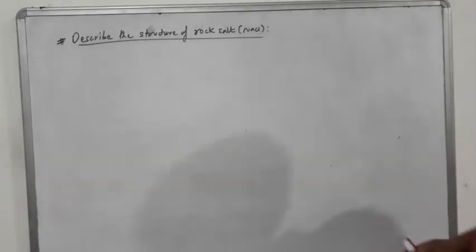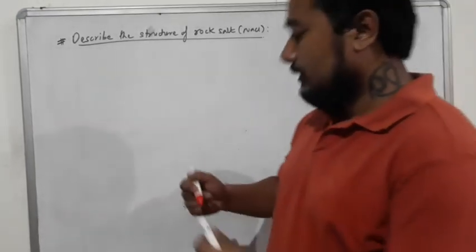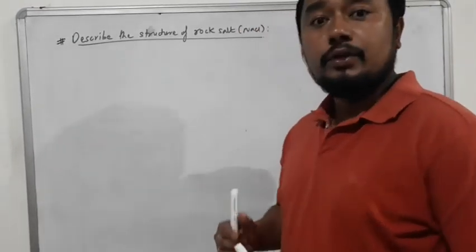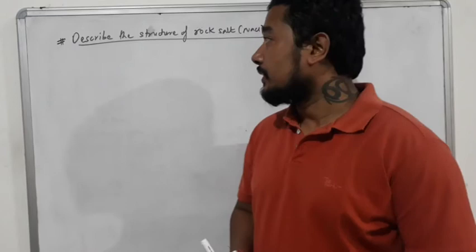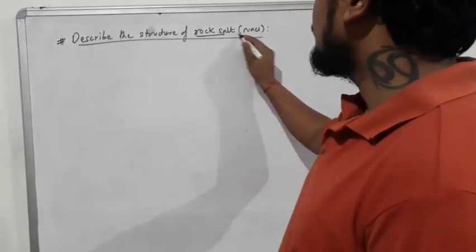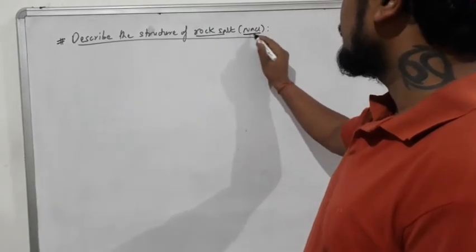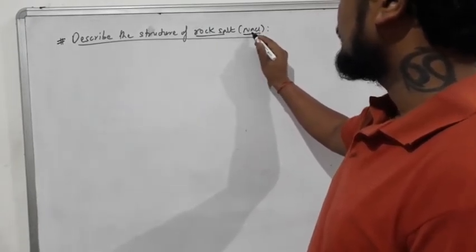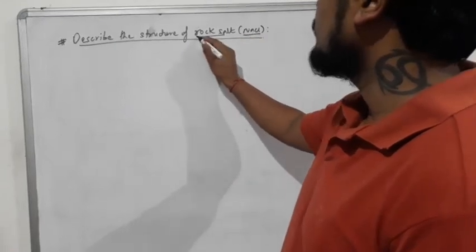Back, students. In this class we are going to learn how to describe the structure of rock salt, and there are many observed questions which is very important from it. Okay, so do remember, rock salt means sodium chloride. You know that sodium chloride is also known by the name common salt, and its another name is rock salt.